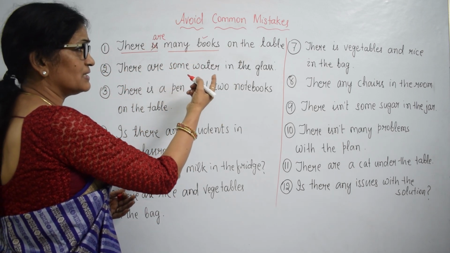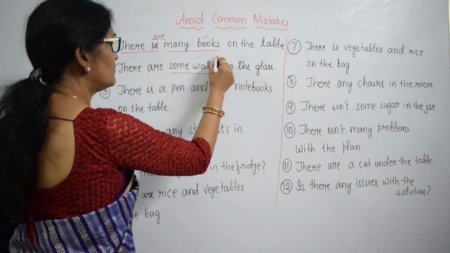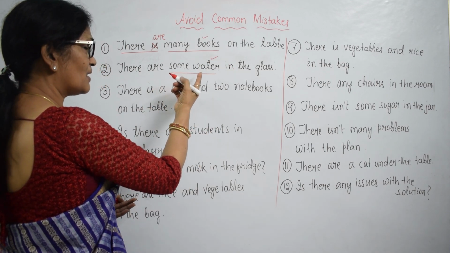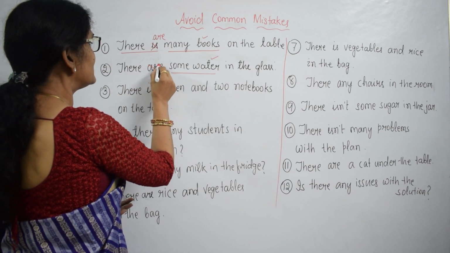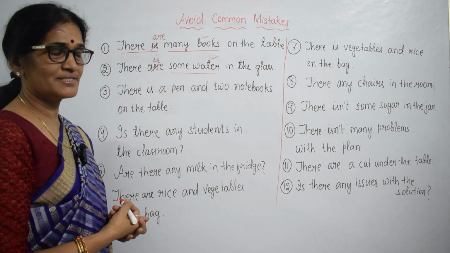"There are some water in the glass." The subject is some water, an uncountable noun. An uncountable noun is followed by there is. There is some water in the glass.